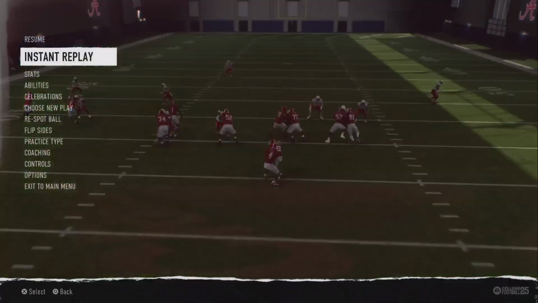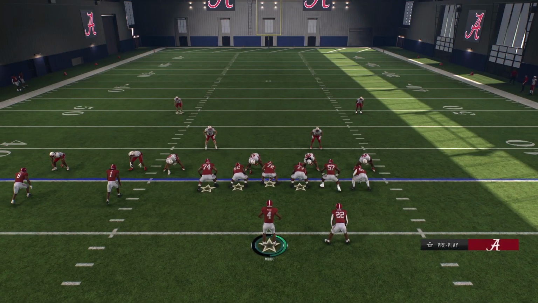So let's talk about how to identify, pre-snap, which gap is the most likely to be the biggest opportunity for your running back to succeed. We know that inside zone, he's going to take the ball and run to the left, so we're going to prioritize looking at the A gap and the B gap.